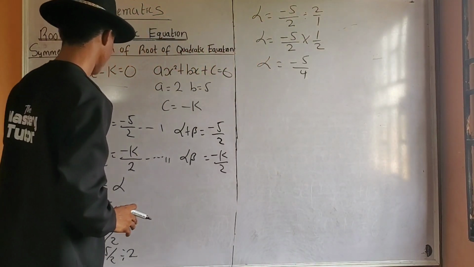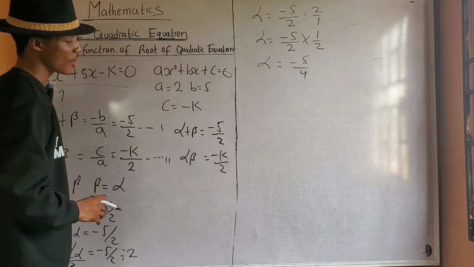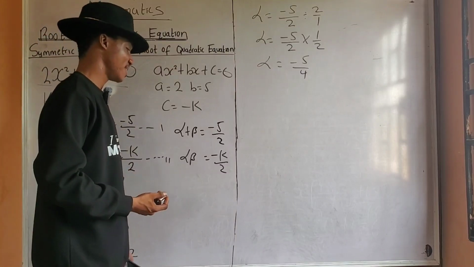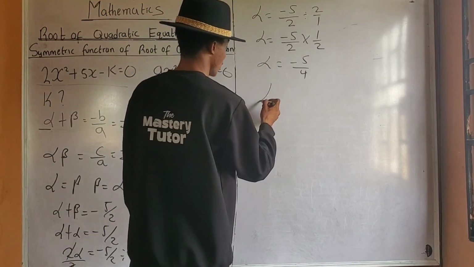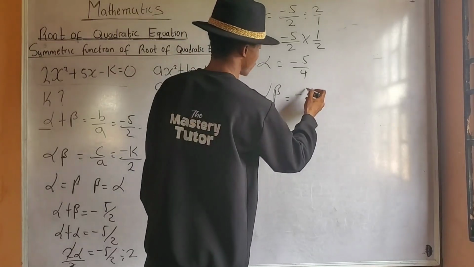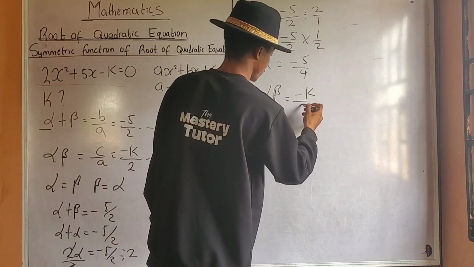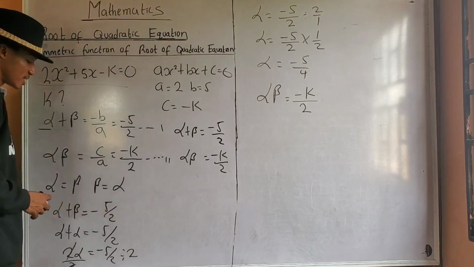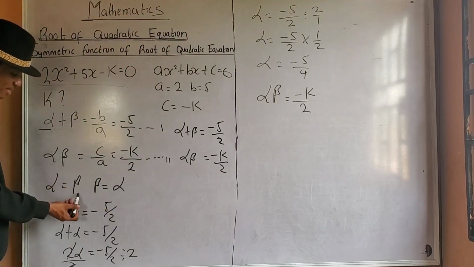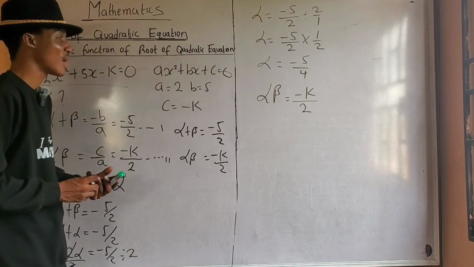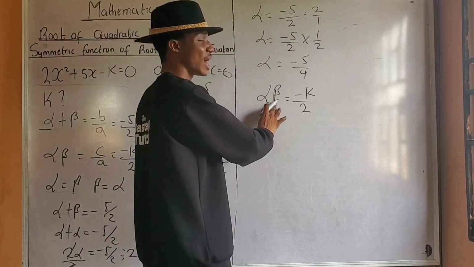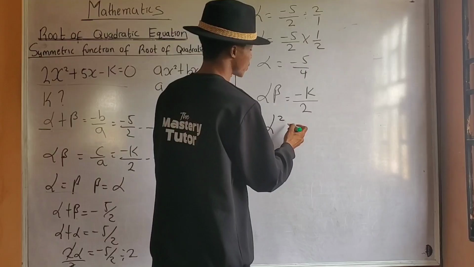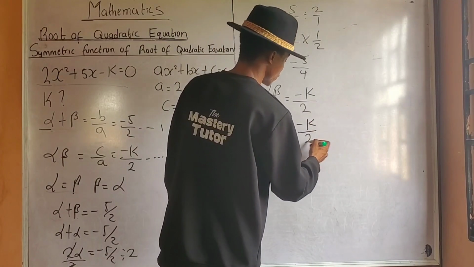Now, our goal is to find the value of k, not the value of alpha. To get the value of k, don't forget that from equation 2, alpha beta equals minus k over what? Over 2. So, since we know that the roots are the same, that means alpha is the same as beta. So I can replace the value of beta here also as alpha. So I'm going to have alpha times alpha, that is what? Alpha squared. Alpha squared equals minus k all over 2.